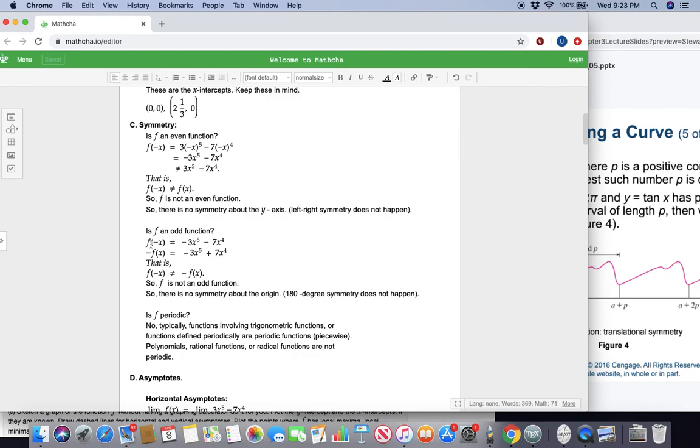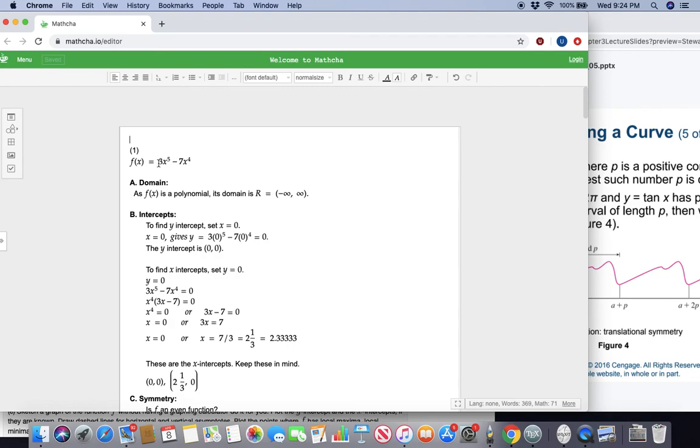Well, figure out f of negative x. I'll plug in negative x in place of x, but we did that calculation right over here. We got negative 3x to the power 5 minus 7x to the power 4. All right. Now, what about negative of f(x)? Well, look, it looks very close, but what is negative of f(x)?